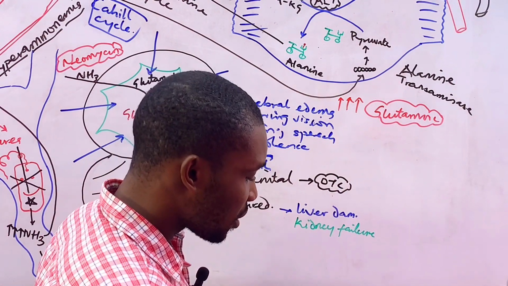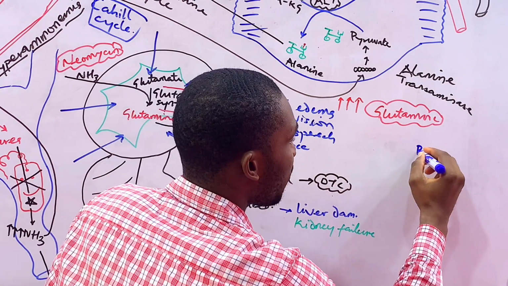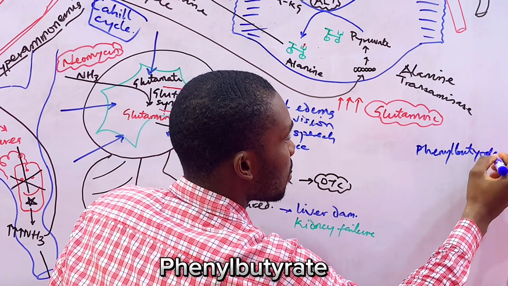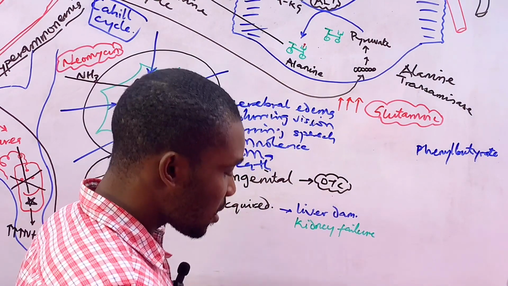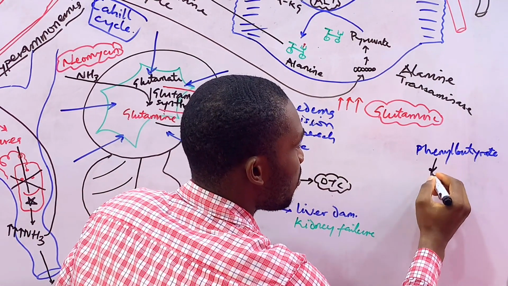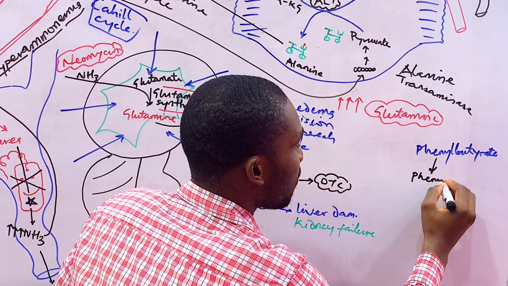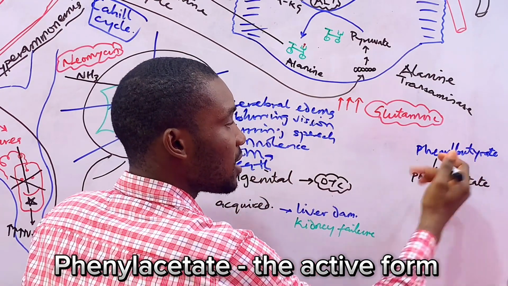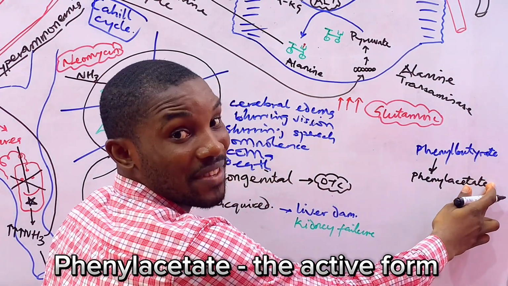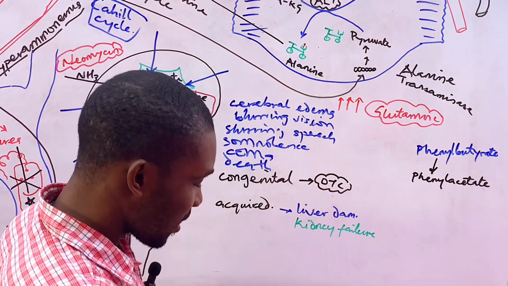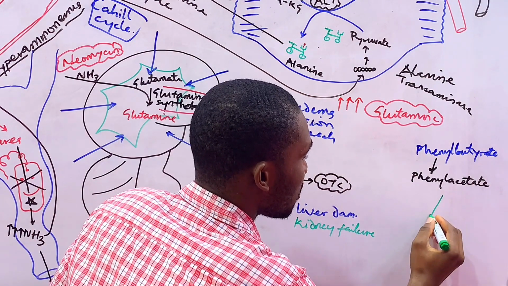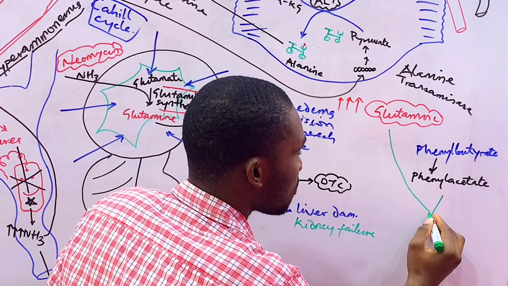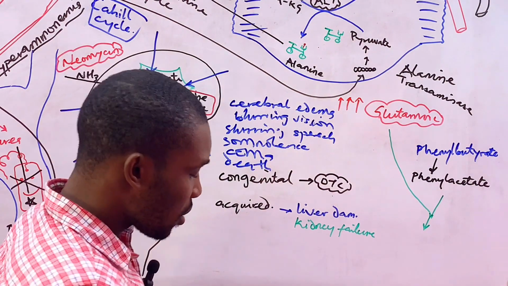What happens? We give a drug. The name of this drug is phenylbutyrate. This phenylbutyrate enters the blood, breaks down into phenyl acetate. So this is a prodrug. It breaks down into the active form known as phenyl acetate. This phenyl acetate then does something. It combines with glutamine. So phenyl acetate combines with glutamine, right? To form what?